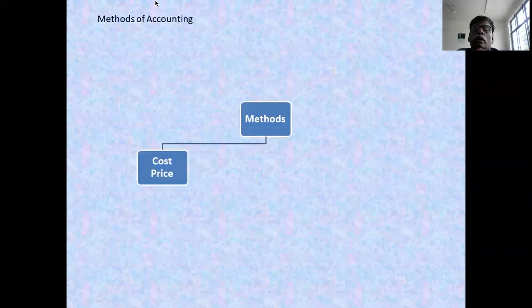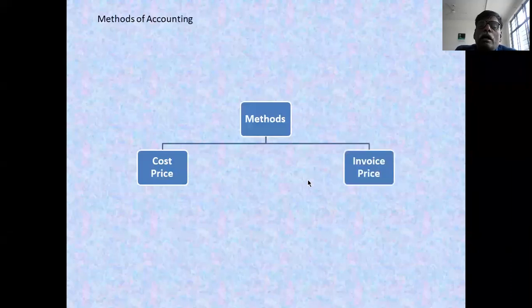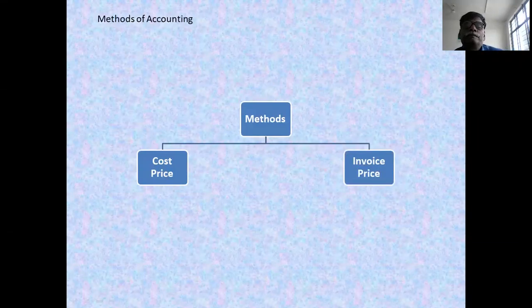Okay, today we see the examples based on consignment. Consignment examples means accounting methods of consignment are classified into two categories. The method of accounting is of two: one is cost price method, another is invoice price method.